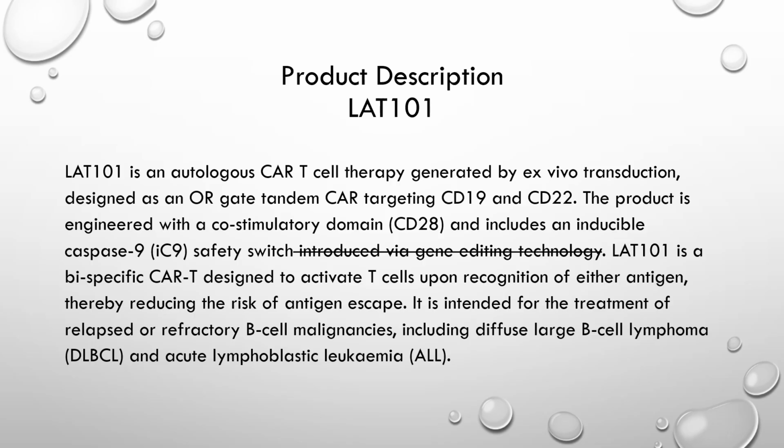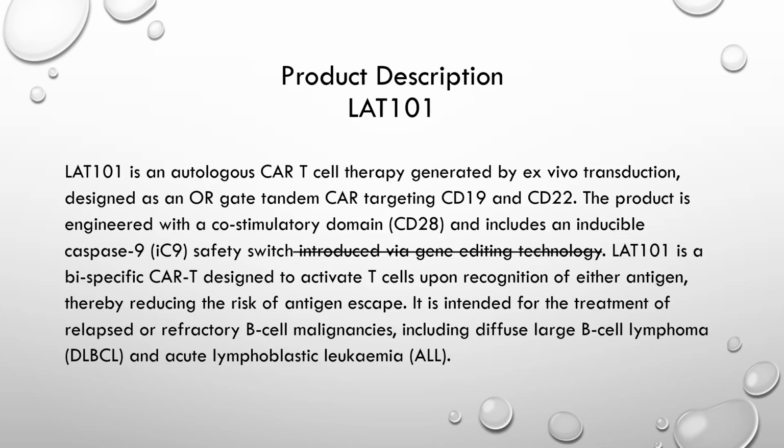LAT101 is a bispecific CAR T designed to activate the T cell upon recognition of either antigen, thereby reducing the risk of antigen escape. So it's very highly unlikely, very rare, to have underexpression of both CD19 and CD22. You either get one or the other. And so this is to ensure that all of the B cells have been targeted and destroyed, or killed. So this is to reduce the risk of evasion, the tumor or the cancer cells evading the CAR T cells.